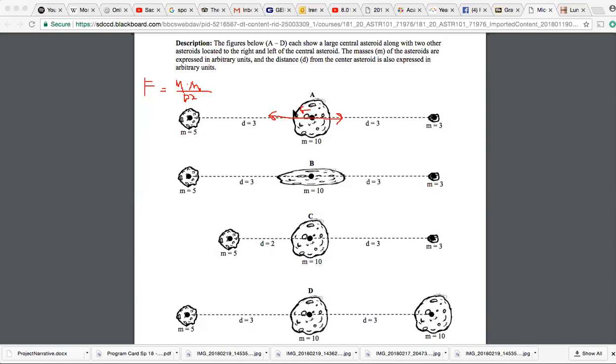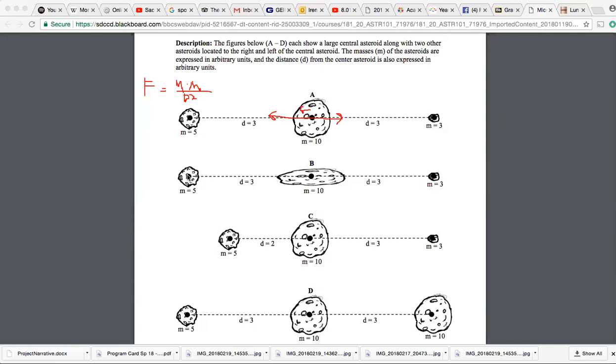Does A and B have a difference because B is elongated? That's a very good point. No, because in physics, we always assume as if all of the mass is in the center. So the fact that they have different shapes does not matter at all. You always assume all of the mass is in the center. And when we are looking at these two asteroids, their distance is basically from one center to another center.